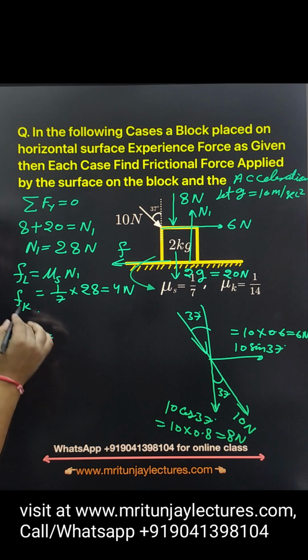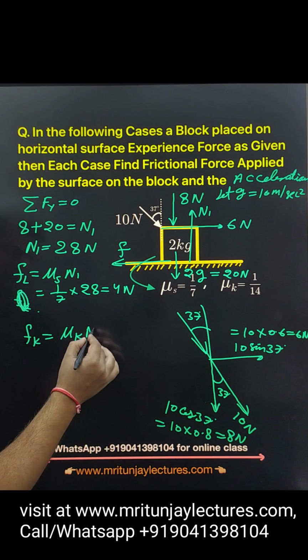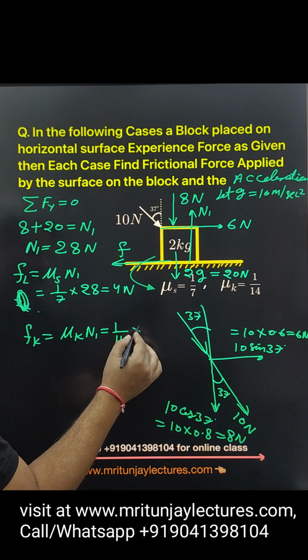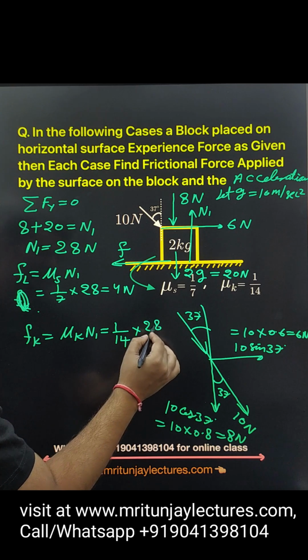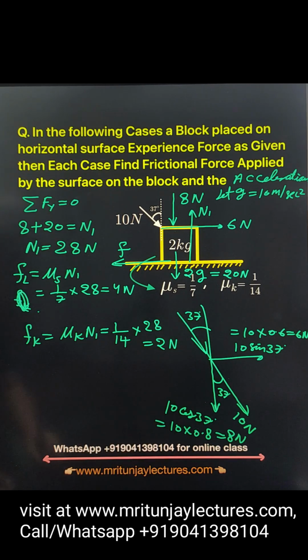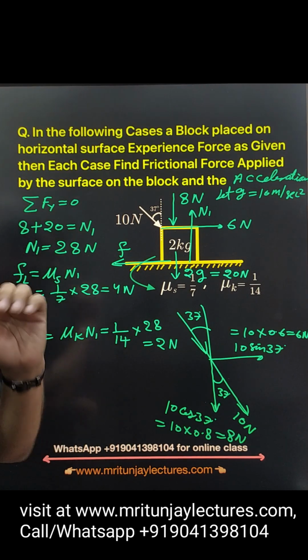And what about Fk? Fk is mu k into N1. Mu k is 1 by 14, and here N1 is 28, so that is 2 Newton. Is that clear? So FL and Fk are like that.